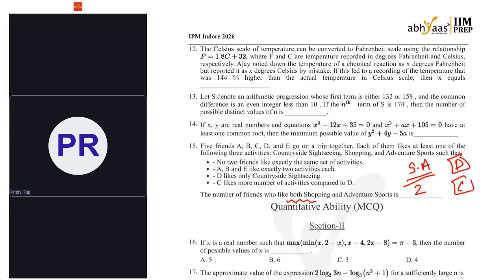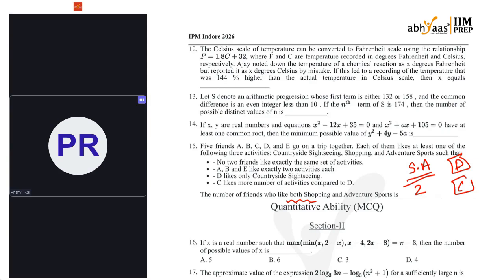Okay, next one. The Celsius scale of temperature can be converted to the Fahrenheit scale using the relationship F equals 1.8 C plus 32, where F and C are temperatures recorded in degrees Fahrenheit and Celsius respectively. Ajay noted down the temperature of a chemical reaction as X degrees Fahrenheit, but reported it as X degrees Celsius by mistake. If this led to a recording of temperature that was 144% higher than the actual temperature in Celsius scale, then X equals to.